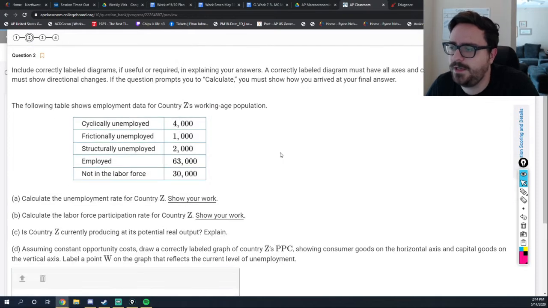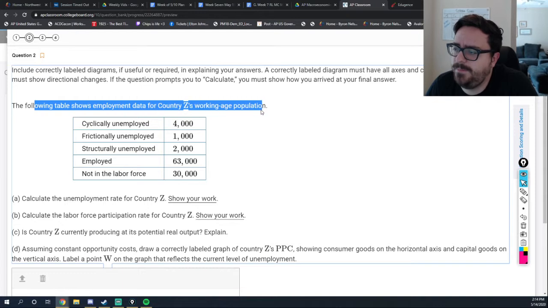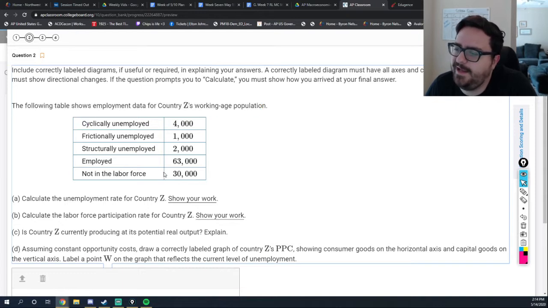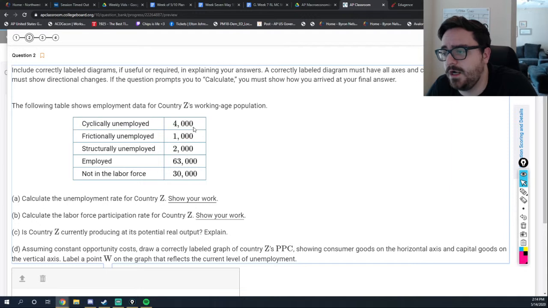Next question. This is much more geared towards unemployment. I think we've done this question one time on this channel before, but that would have been probably a month ago at this point, if not more. So it's worth doing it again. So we've got working age population information. We've got 30,000 that aren't in the labor force, meaning they're not actively trying to work. We've got 63,000 that are employed, meaning they are trying to work and have a job. Good for them. And you've got a total of 7,000 unemployed.